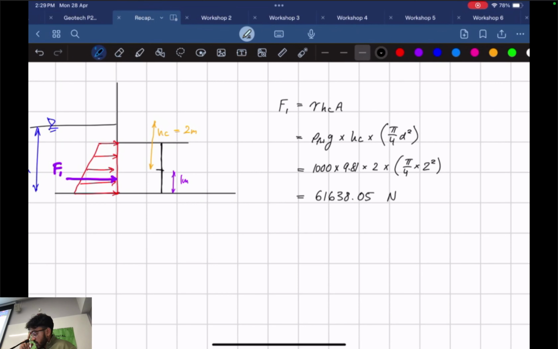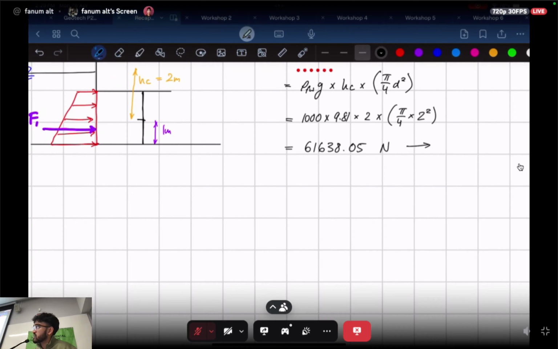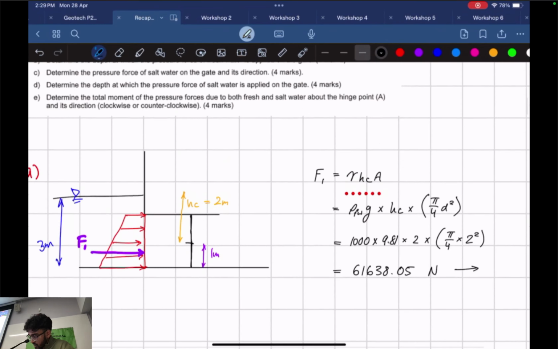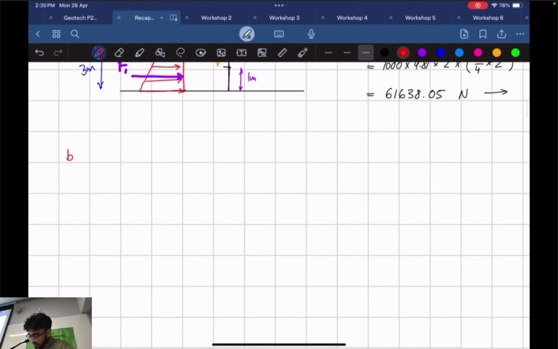They've also asked which direction it's acting in. So which way is it acting? Left or right? Left to right, yes. So I'll just say to the right. Yeah, the same thing, still correct, left to right. Everyone all good with that? It's not too difficult of a question. I'm going a bit over time, but let's work on part B.